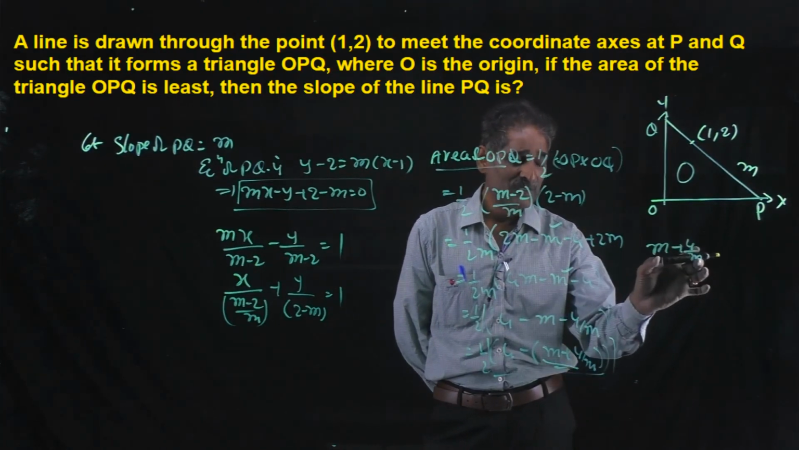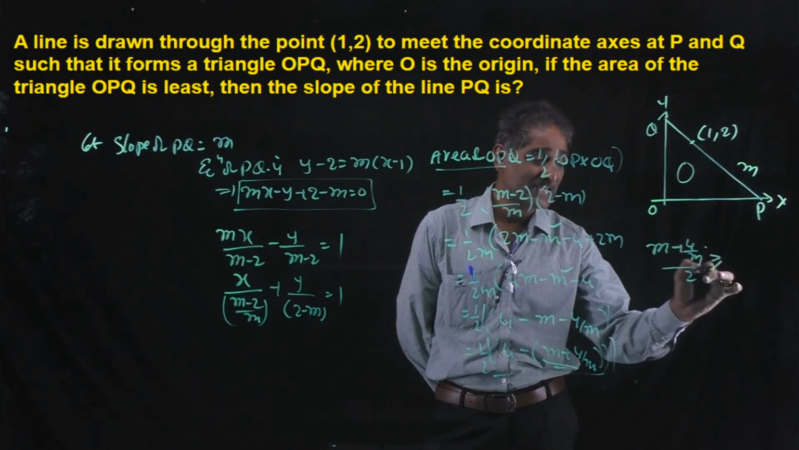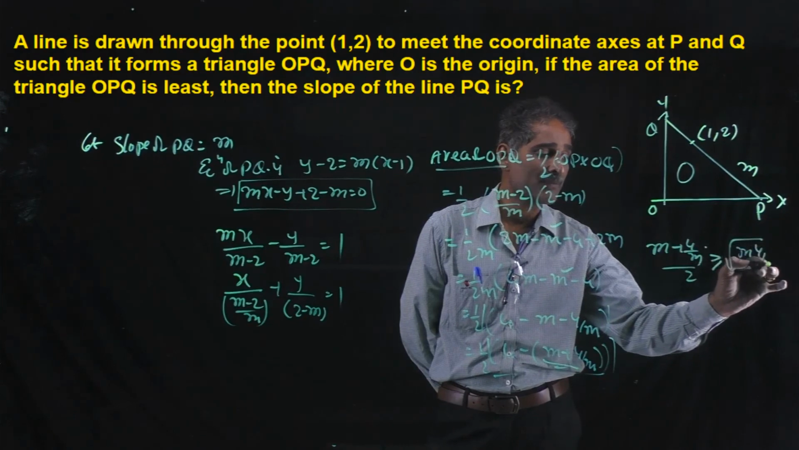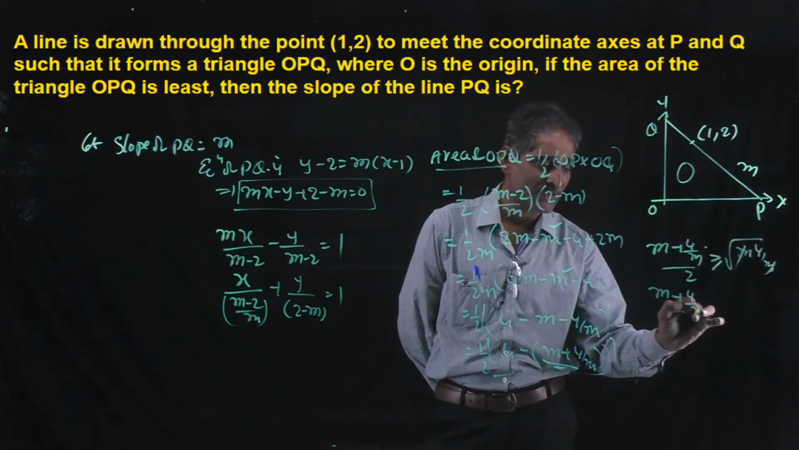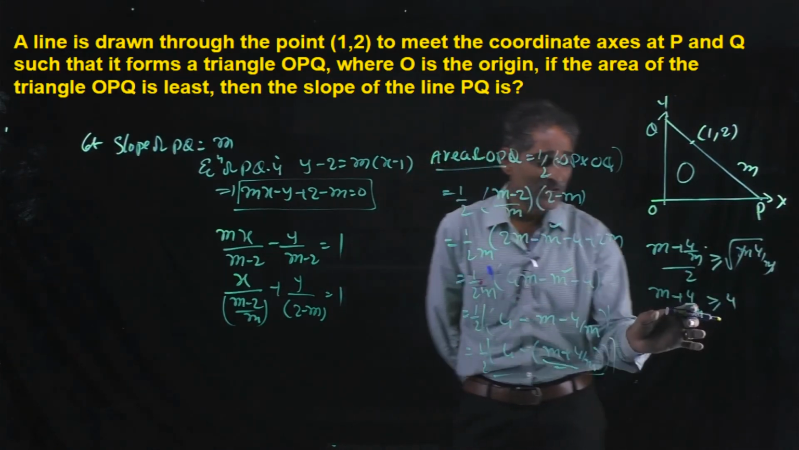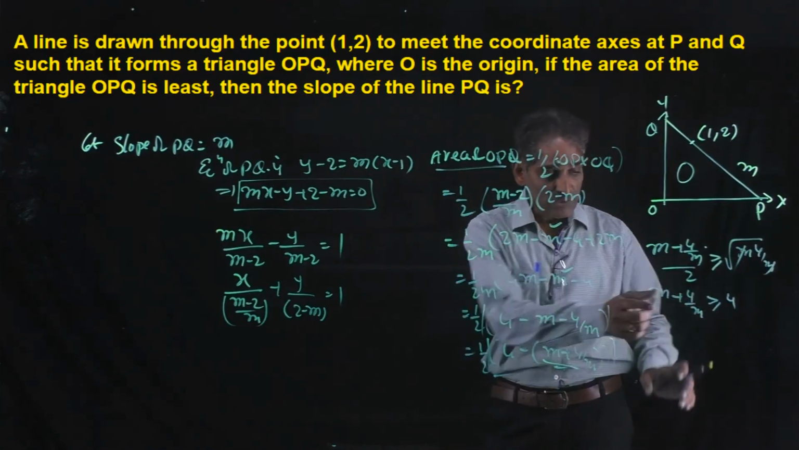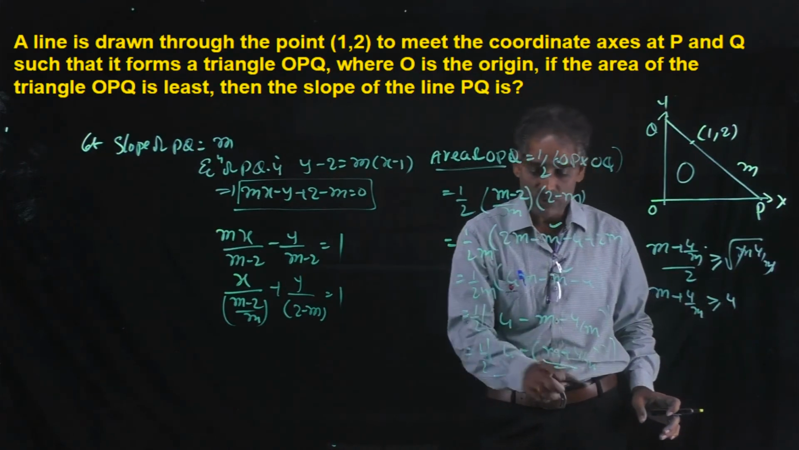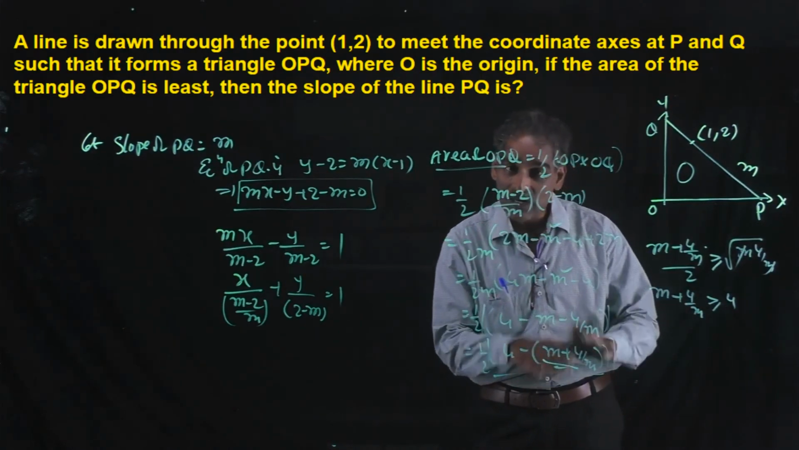Now the arithmetic mean of these two, that means (a plus b) by 2, is greater than or equal to the geometric mean, that means square root of m into 4 by m. These two get cancelled. m plus 4 by m is greater than or equal to 4. Here the minimum value of this is 4. So in case of positive m, this is the minimum value. If you take this one, the area is 0. So if m is negative, what will happen?